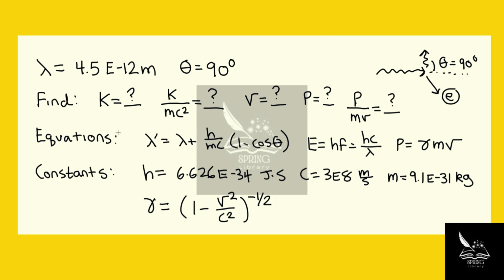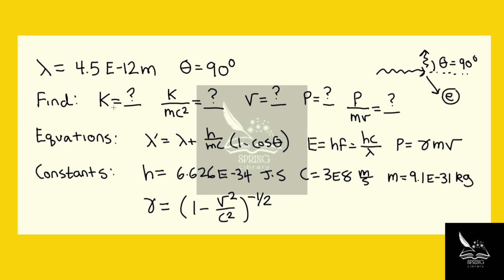Okay, in this problem we have a Compton scattering event where an incoming photon scatters from an electron at rest and is deflected at a 90-degree angle. The lambda, the wavelength of our photon, is 4.5 picometers, e to the negative 12 meters. We're asked to find a number of things.